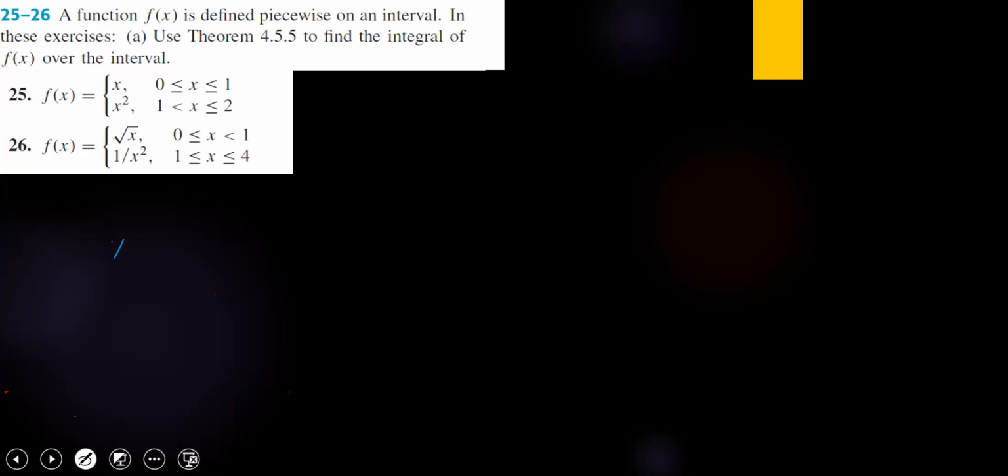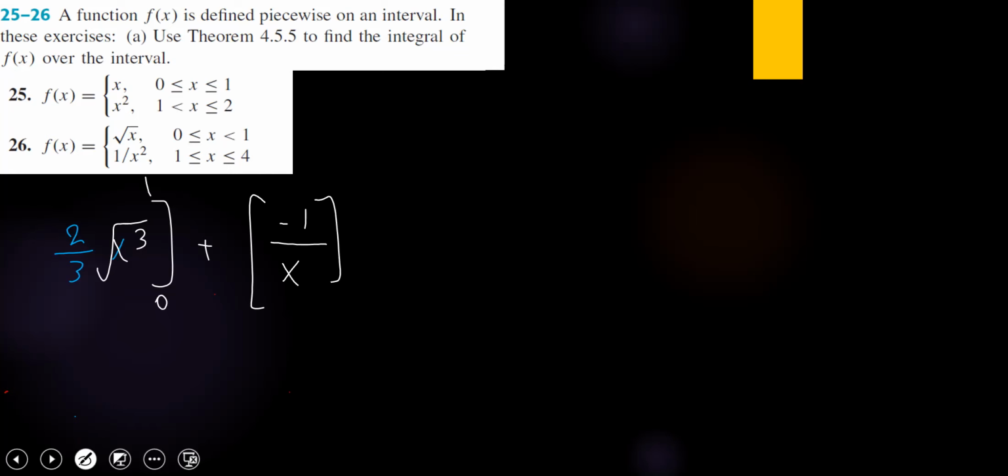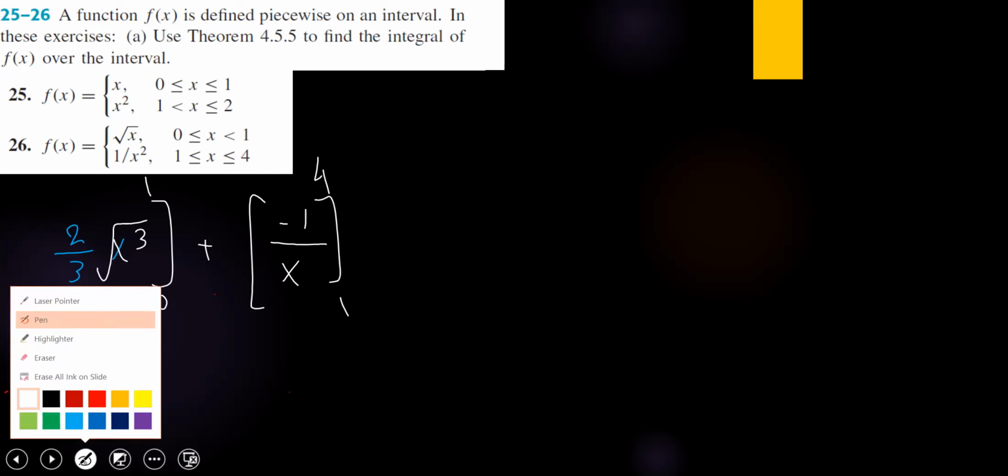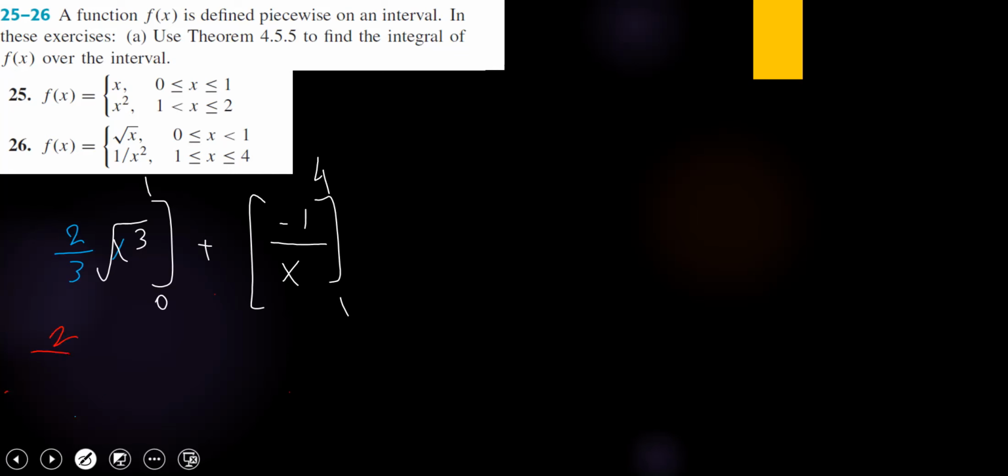It was x to the power 3 over 2 times 2 over 3, we said before, and here we write it as square root of x cubic from 0 to 1 plus -1 over x squared x minus, it was -1 over x from 1 to 4. Okay, so let's continue now. It's 2 over 3 square root of 1 plus 0.